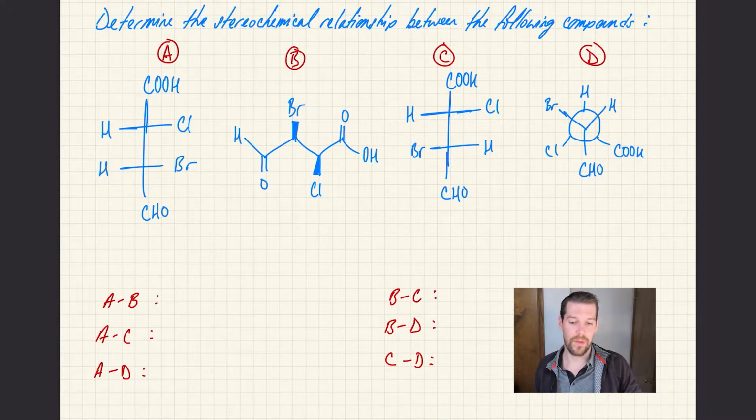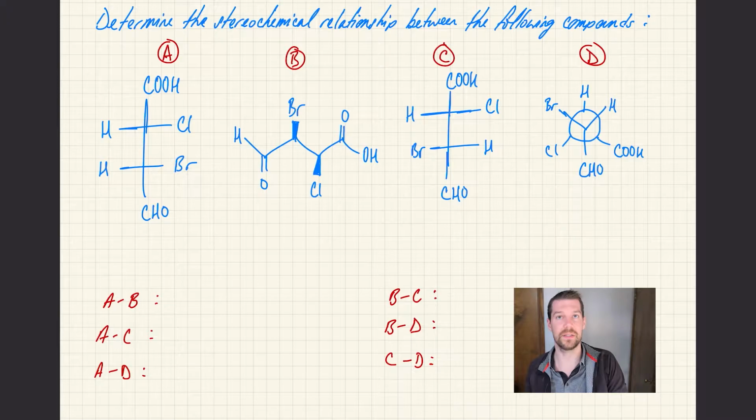The first way that you can do this is by just determining the absolute configuration of each carbon and comparing them. I think in some cases this way is easier. In some cases, the next way that I'm going to show you is easier. So it's kind of a case-by-case basis. I recommend knowing and understanding how to use both of these strategies.